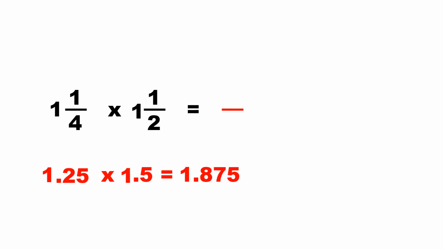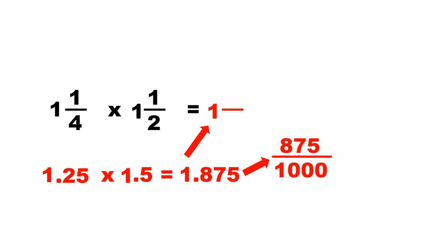Now, 1.875, how do we make it into a fraction format? Well, what we do is we put the 1 up here, just bring it up, and the decimal 0.875, we make it into a fraction. So 875 over 1,000. And we know the greatest common factor will be 125. So 875 divided by 125 will be 7. 1,000 divided by 125 will be 8. So the answer will be 1 7/8.